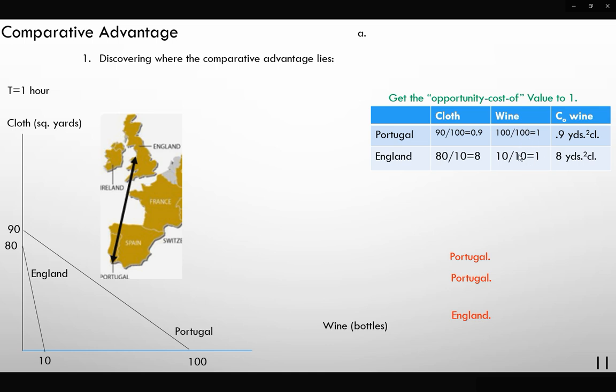Then we simply take this number in the denominator that we divided by, the maximum production possibility for each country for the good we decided to do this for, in this case wine, and then we just divide it by the maximum possible production of the other good. So we took 100 to get to 1 bottle of wine. We take that, we divide that into the total number of square yards of cloth possible. We get 9/10. We take that amount there, we divide it into 80, the max amount of cloth that England can produce, and we get 8.